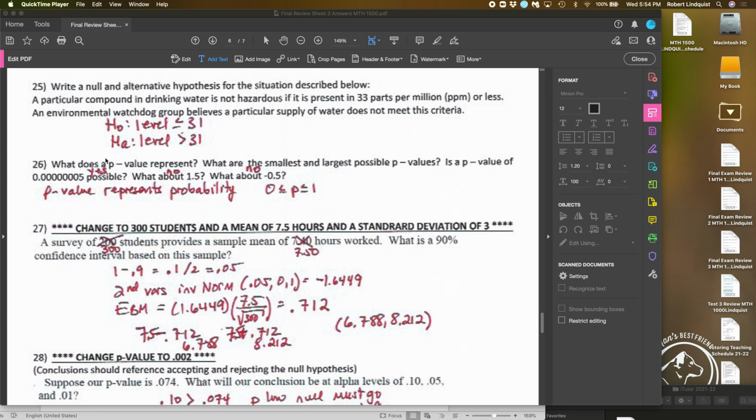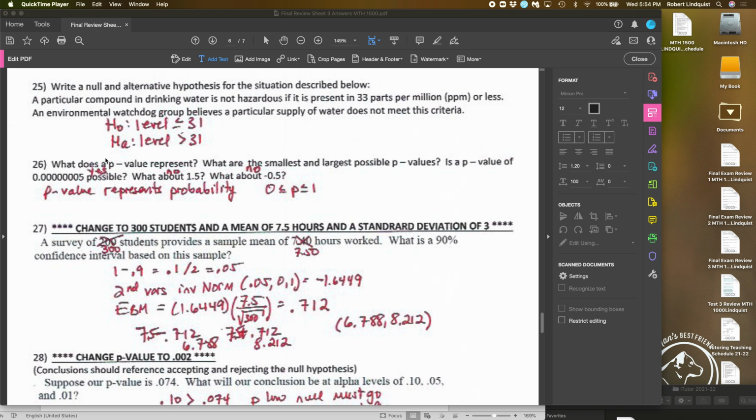We're talking about null hypotheses and alternative hypotheses. A particular compound in drinking water is not hazardous if it is present in 33 parts per million or less. An environmental watchdog group believes a particular supply of water does not meet this criteria. So what is the null hypothesis?